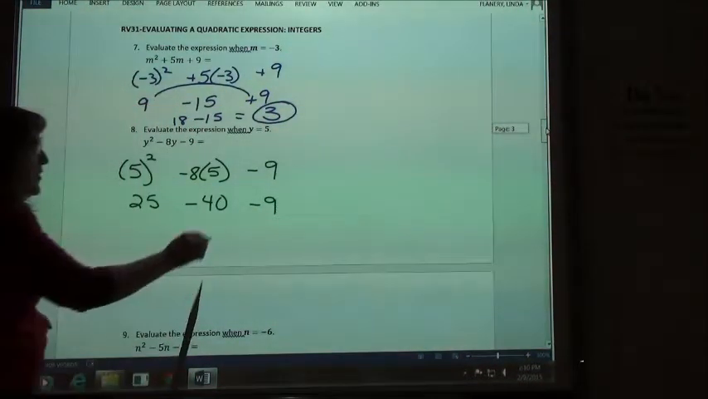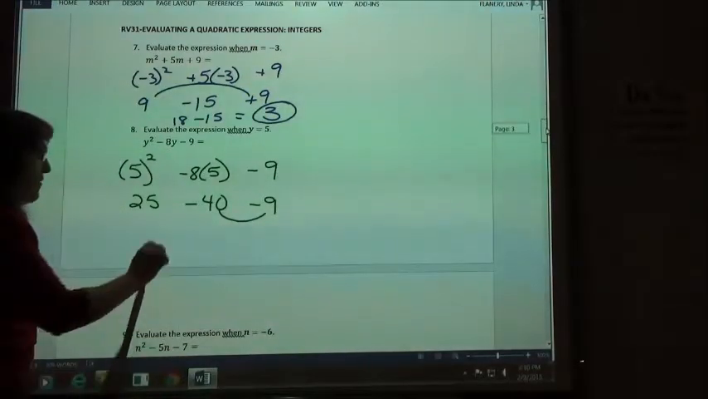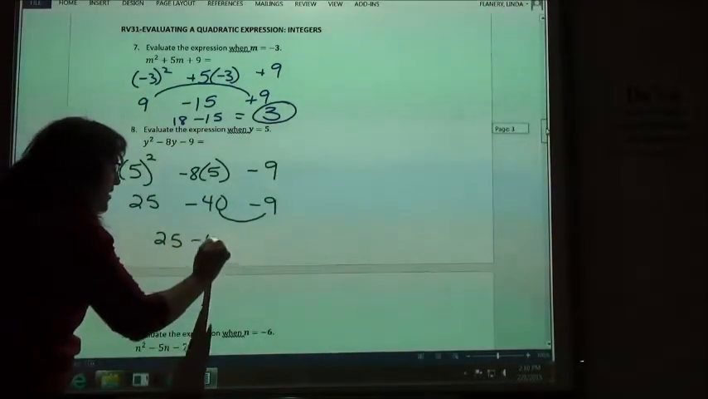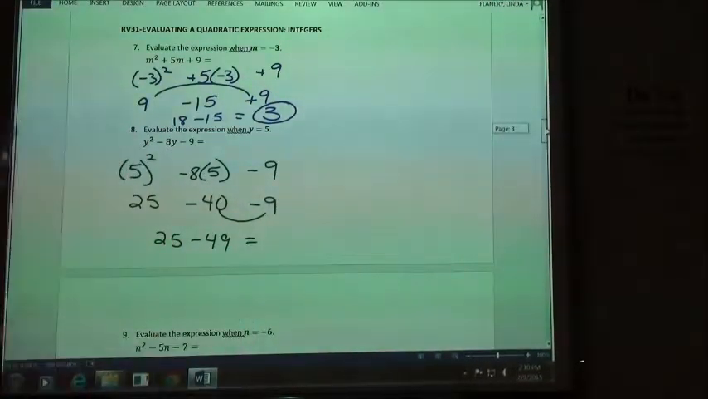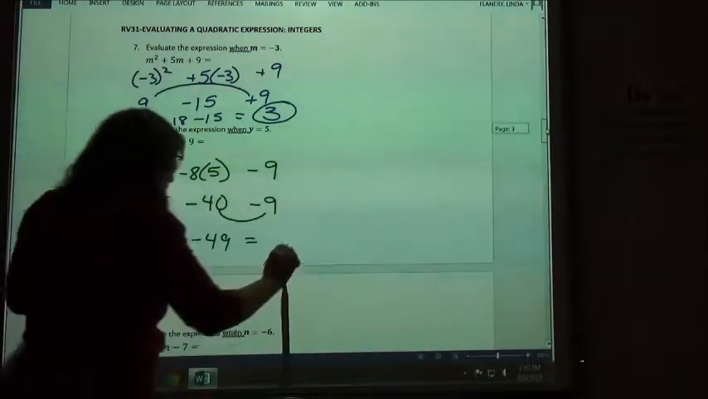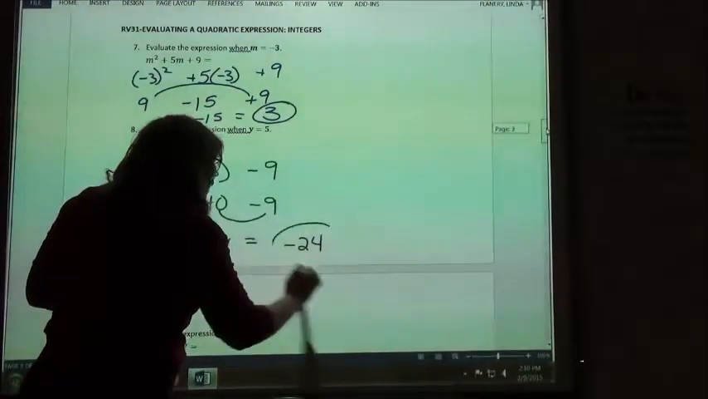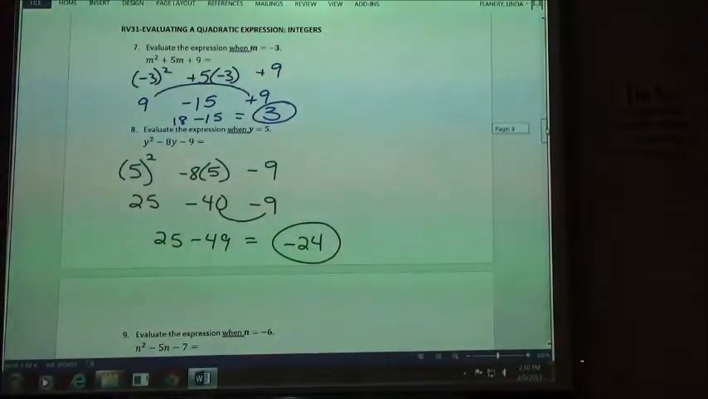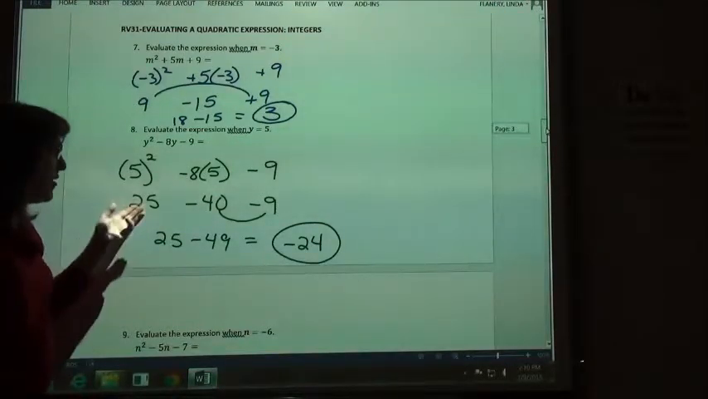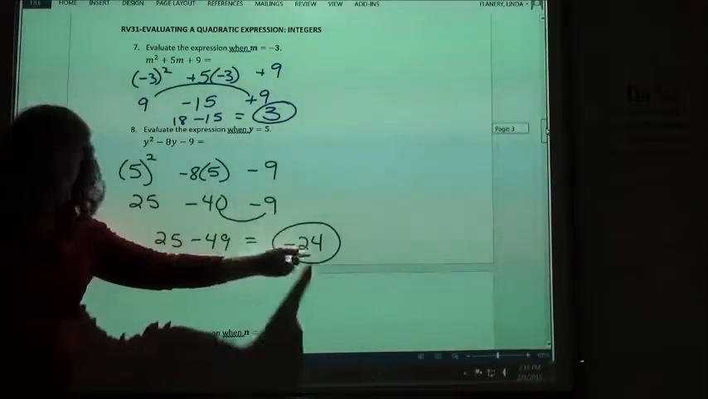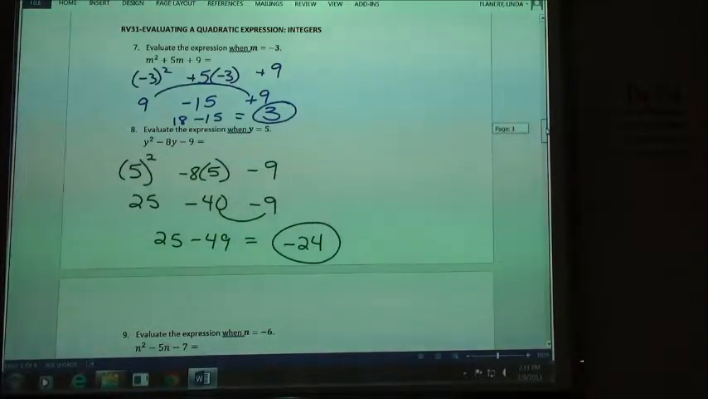So again, if I put these two together just because they're both negative, I'm going to have 25 minus 49. Now my rule is to subtract and take the sign of the larger one. The larger one is negative, and so I'm going to get -24 for my answer. Now if you're using your calculator, you could just punch it in, 25 minus 40 minus 9. It's going to give you the same thing, hopefully.